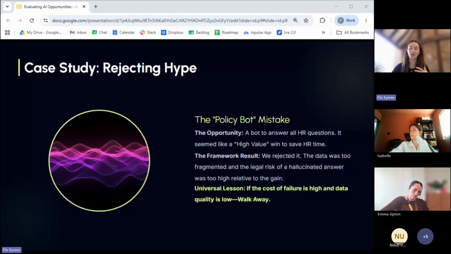breaching the policy. So the cost of being wrong in that instance was really high and the data quality was really low. So we walked away from that, and that was the right decision in that instance. It really depends on what you're trying to achieve, I think, and making sure that you can guardrail it.